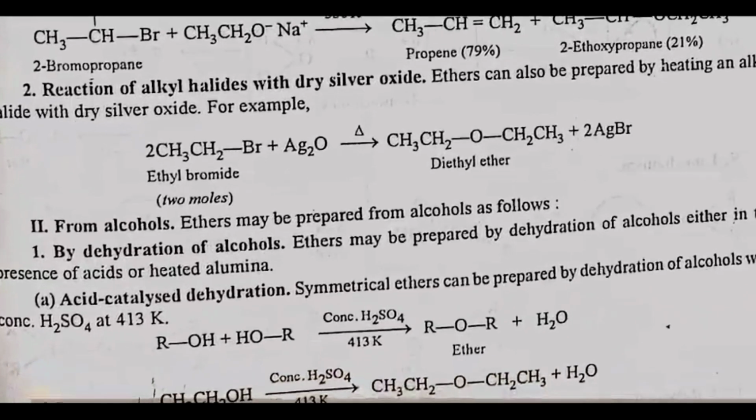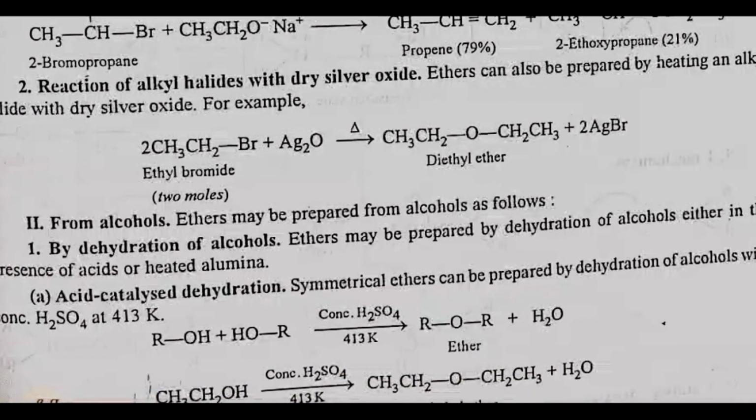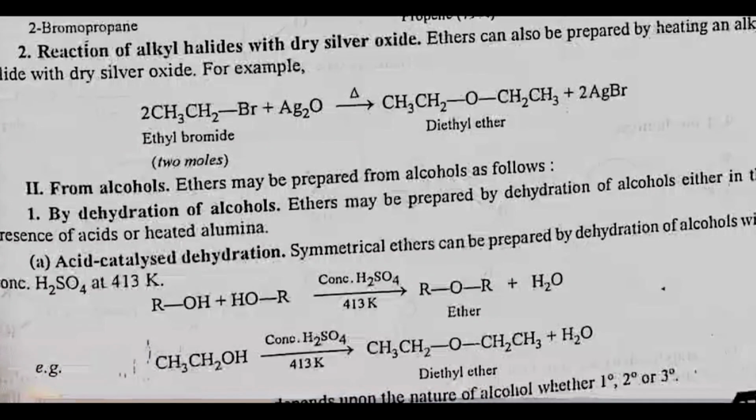Second, reaction of alkyl halide with dry silver oxide. Ethers can also be prepared by heating an alkyl halide with dry silver oxide. For example, ethyl bromide plus Ag2O on heating gives diethyl ether plus 2 AgBr.